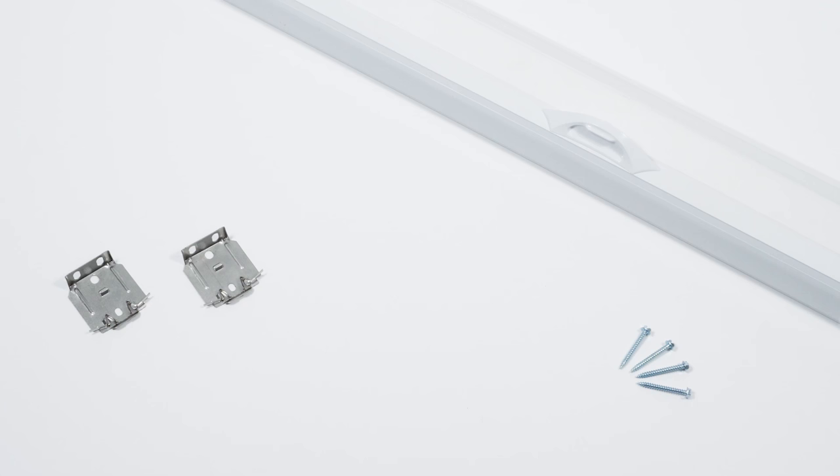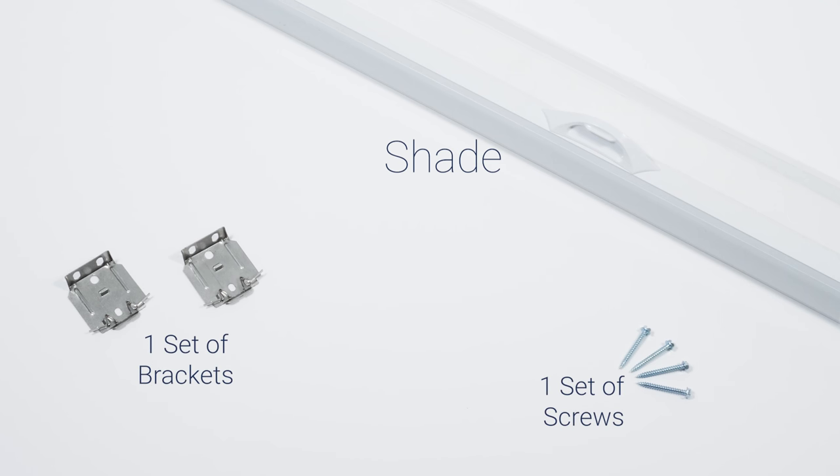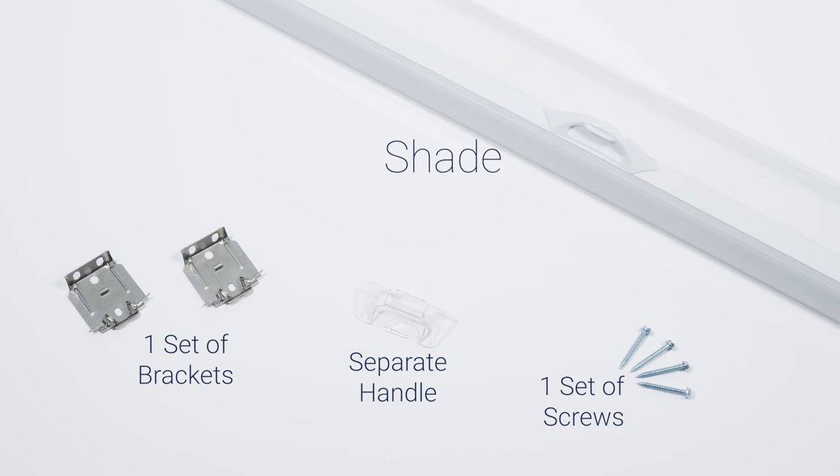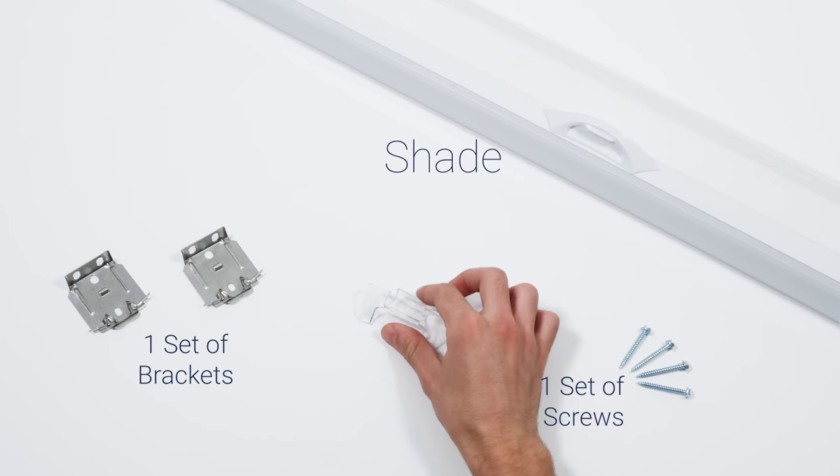All of our cellular shades have the same basic parts: the shade itself, the mounting brackets, a couple of screws, and depending on the type of lift you ordered, a separate handle. Today, I'm using a cordless cellular shade with a built-in handle.